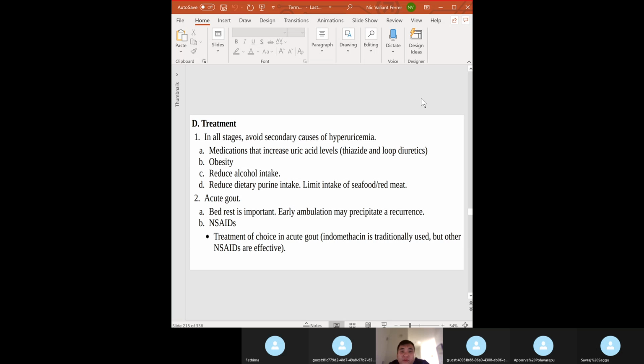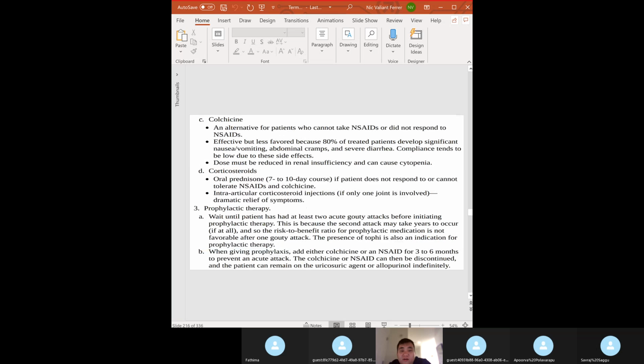So first, of course, you avoid secondary causes of hyperuricemia. Tell the patient to avoid the thiazide, loop diuretics. If they're obese, tell them to exercise. If they're alcoholic, tell them to reduce the alcohol intake or reduce their protein intake. Limit red meat or seafood. For acute gout, NSAID is the treatment of choice. Colchicine is also an alternative to those patients who cannot take your NSAIDs.